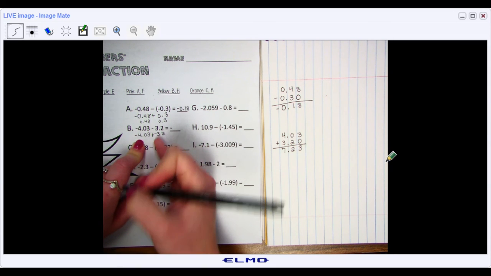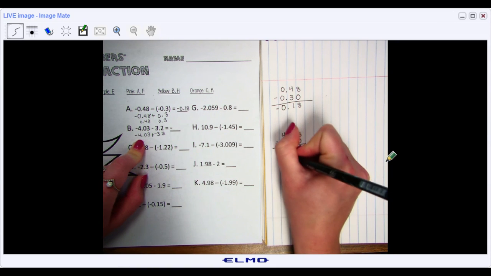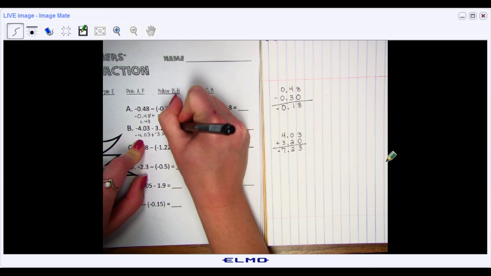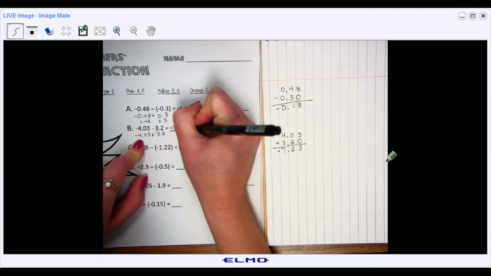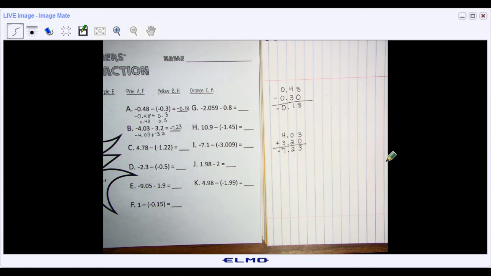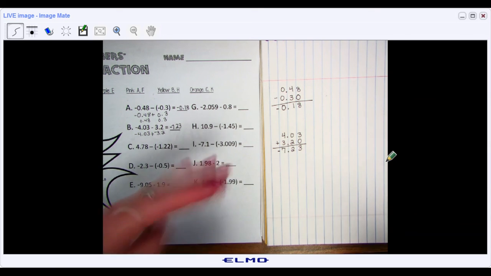And then we said, since these both have the same signs now, they're negative, we know this is going to be a negative 7.23.